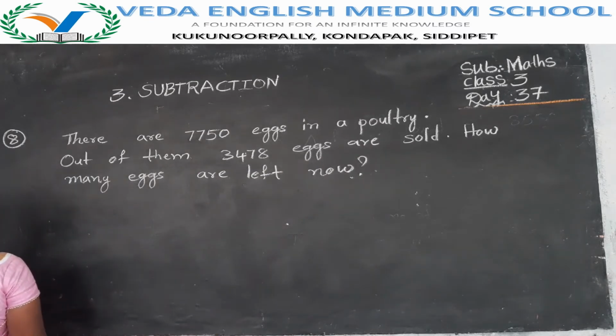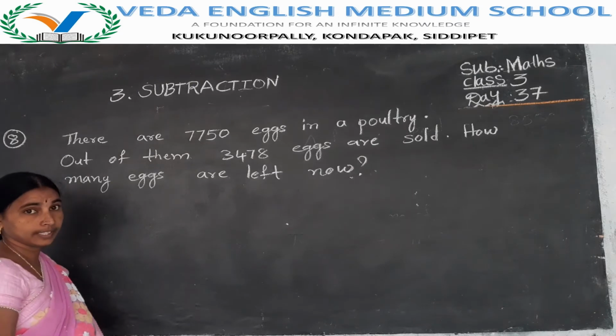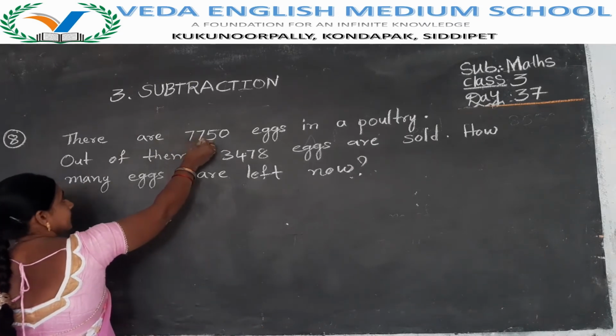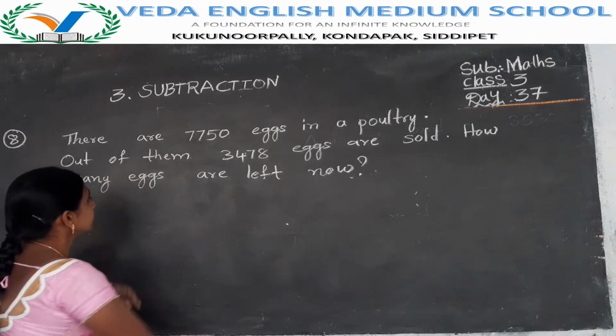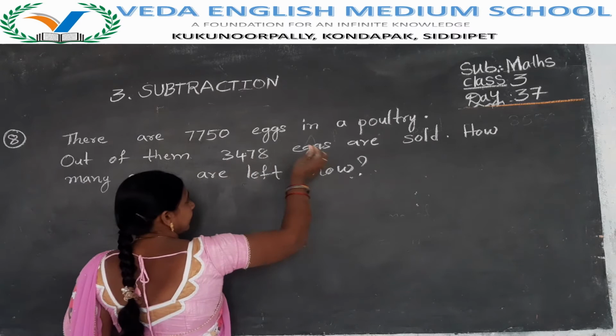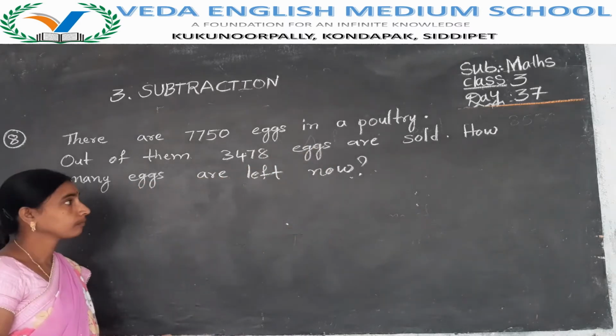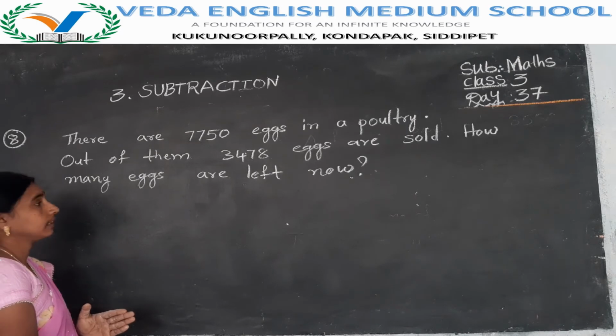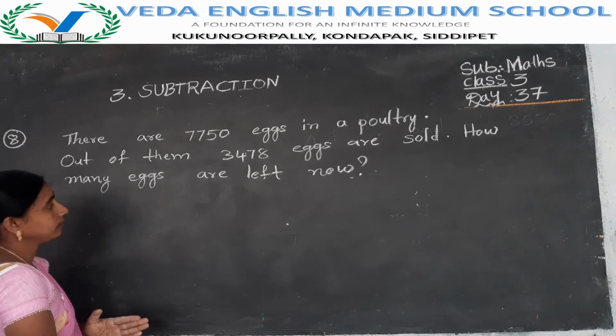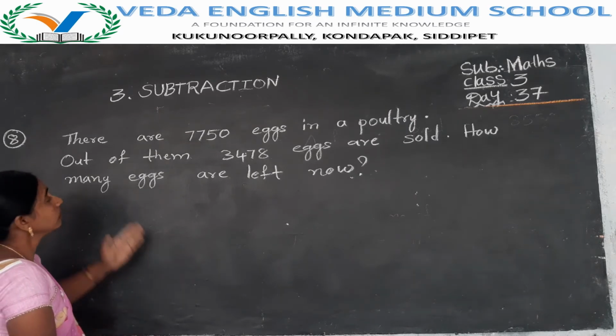See Nana, how many eggs are in the poultry totally? 7,750 eggs. Okay, out of that, 3,478 eggs are sold. How many eggs are left? The remaining eggs. How many remaining are there?